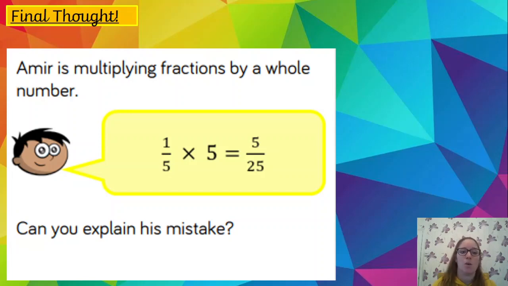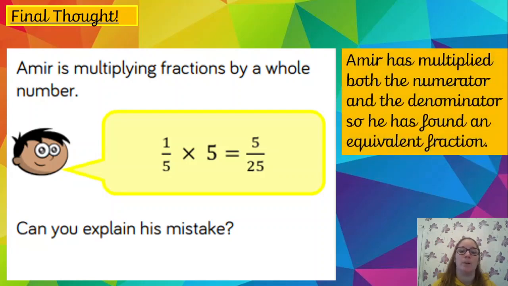Okay, so what is Amir's mistake? Amir has multiplied both the numerator and the denominator, so he has found an equivalent fraction. Okay, because 1/5 is equivalent to 5/25. What should he have done? He should have only multiplied the numerator. So in actual fact, he should have had 5 times 1, 5/5, which is the same as 1 whole.